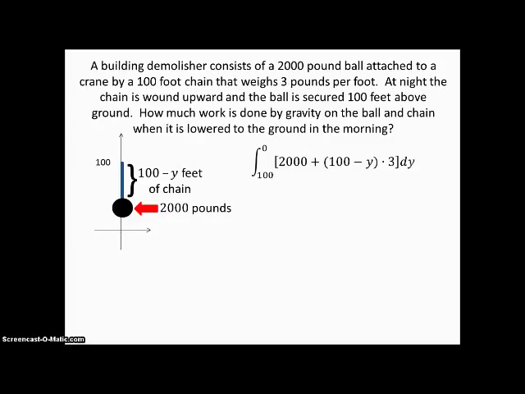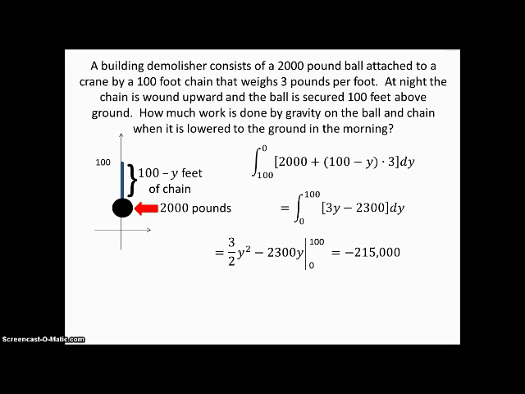So we're going to integrate. Now notice I'm starting at 100 and going to 0. We're going to talk about the ramifications of that in a minute. And so we've got our 2,000 pound ball plus the length of chain times 3 pounds. Okay, so I don't like that 100 to 0, so I'm going to take the opposite of the integrand and switch the limits of integration and then do a little arithmetic there. Okay, so instead of minus 3y, we got plus 3y. And instead of 2,300, we've got minus 2,300. All right, so now the calculus part's easy. Integrate, evaluate, and we get a negative answer.